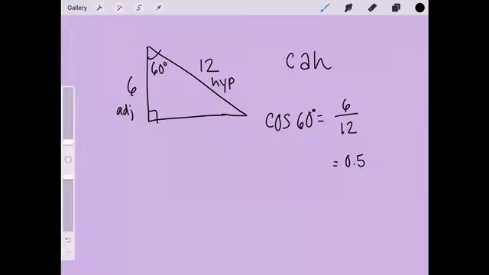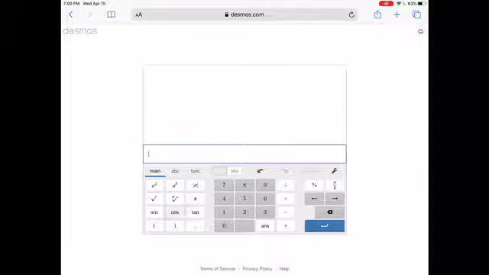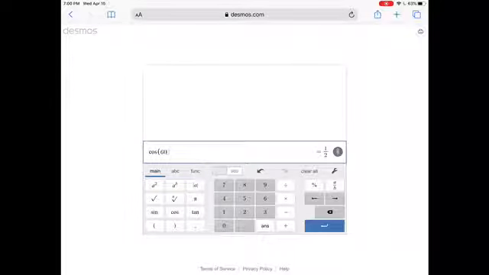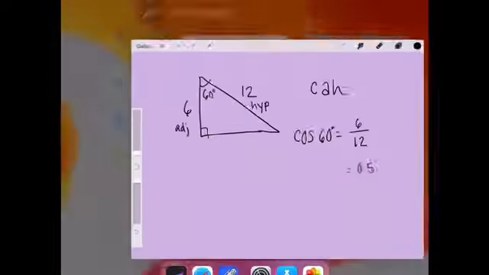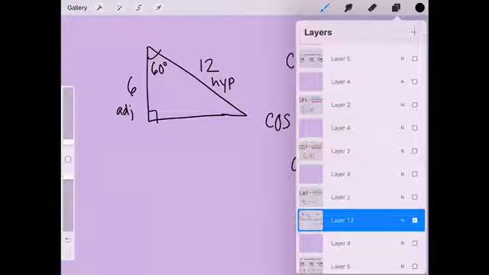So let's check that on Desmos. Clear my screen. Cosine 60 equals 0.5, or in fraction form, 1/2. So 0.5 once again equals 0.5. And now let's move on to one more.